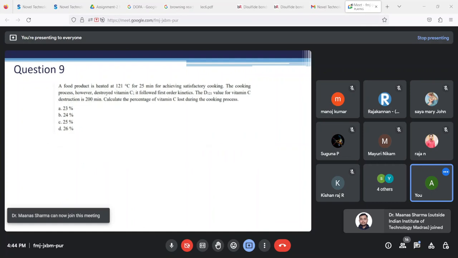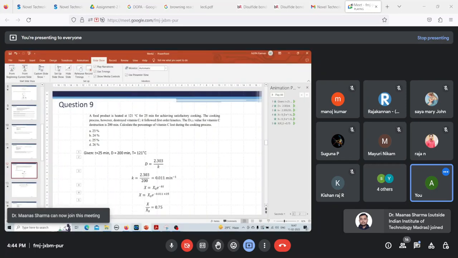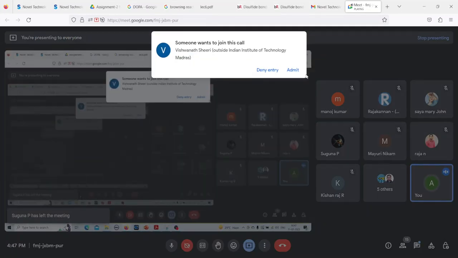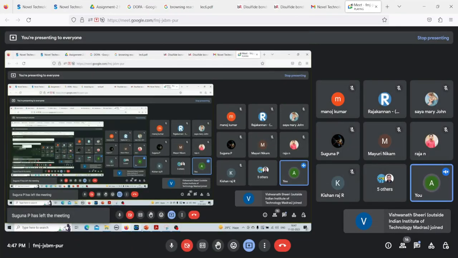Moving to question 9, this is also a numerical problem. A food product is heated at 121 degrees Celsius for 25 minutes for achieving satisfactory cooking. The cooking process, however, destroyed vitamin C and it followed first order kinetics. The D121 value for vitamin C destruction is 200 minutes. Calculate the percentage of vitamin C lost during the cooking process. This is very similar to the previous numerical that we solved. So any clue how to proceed?